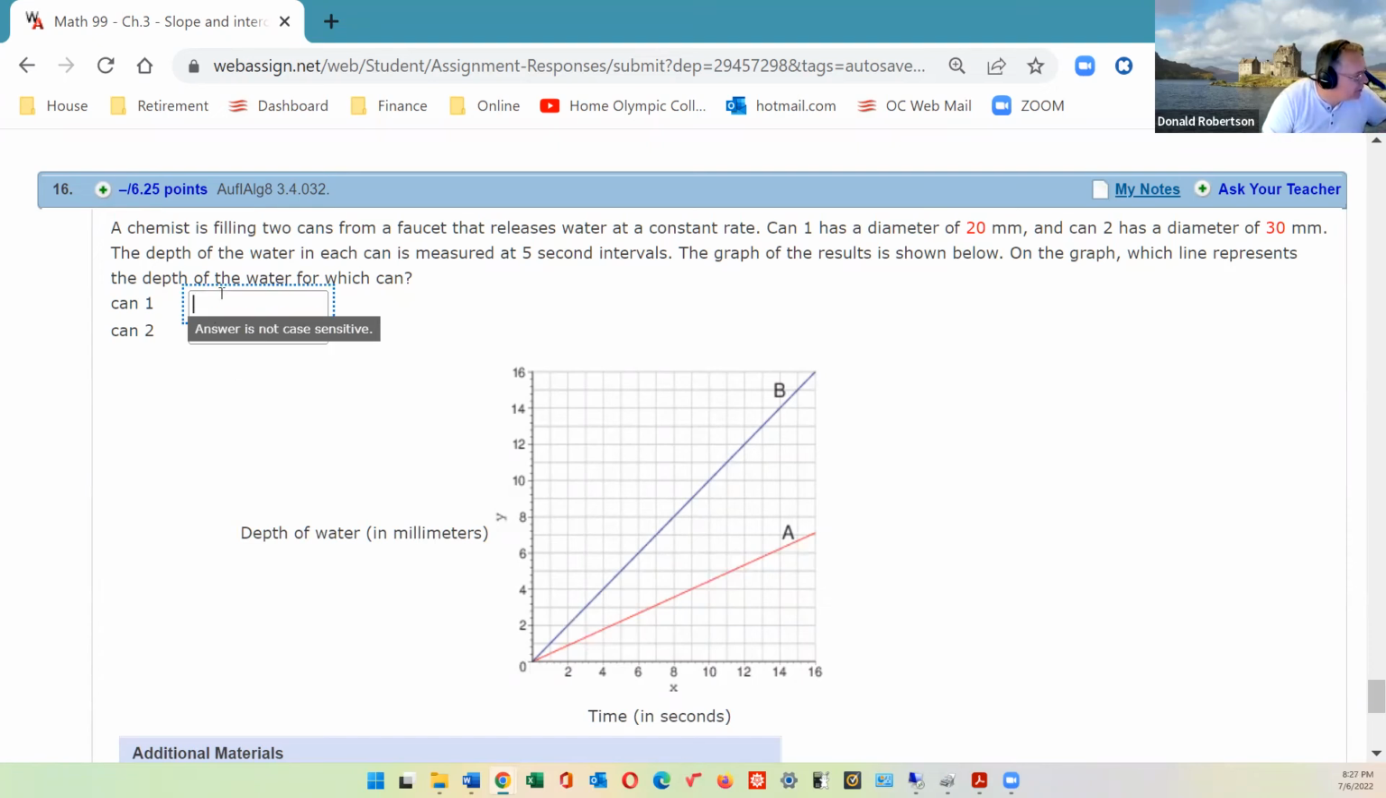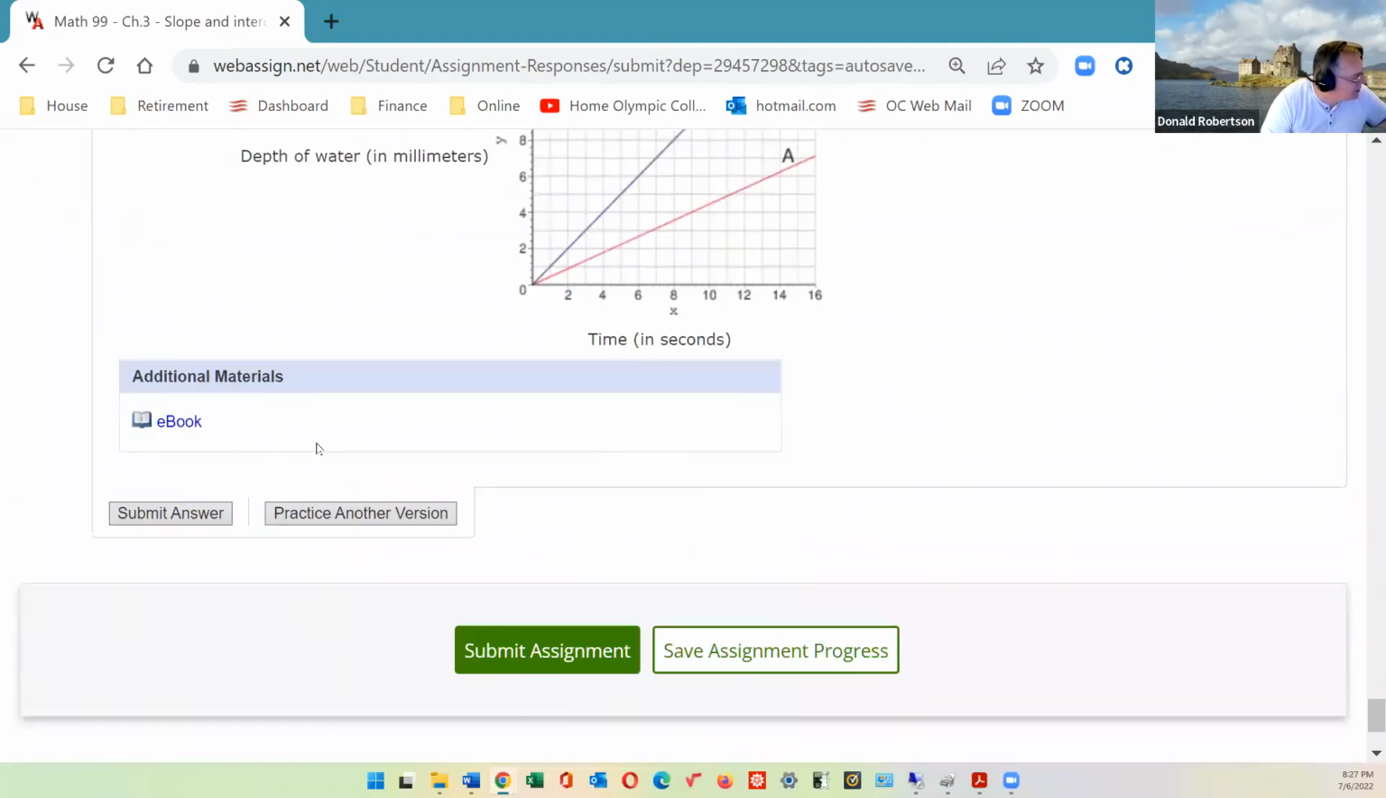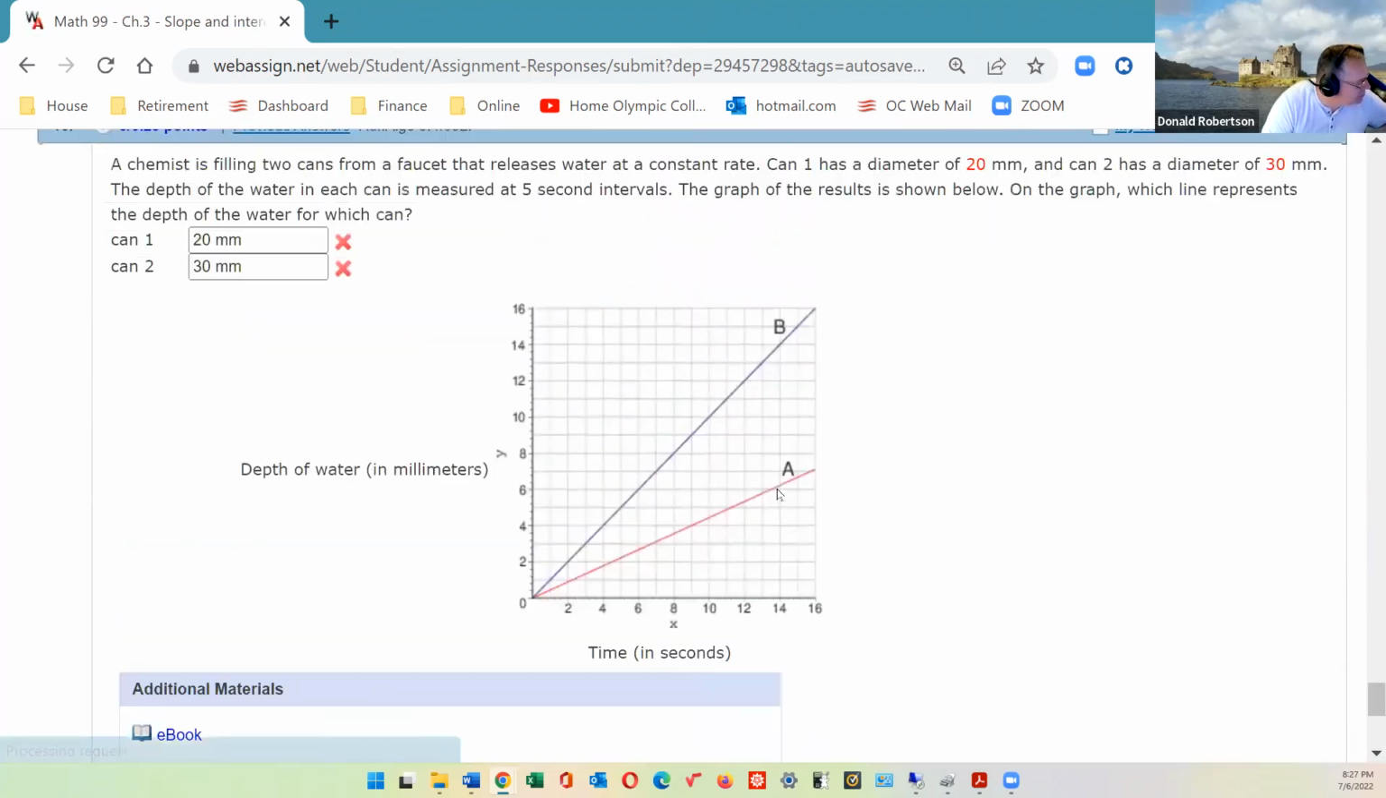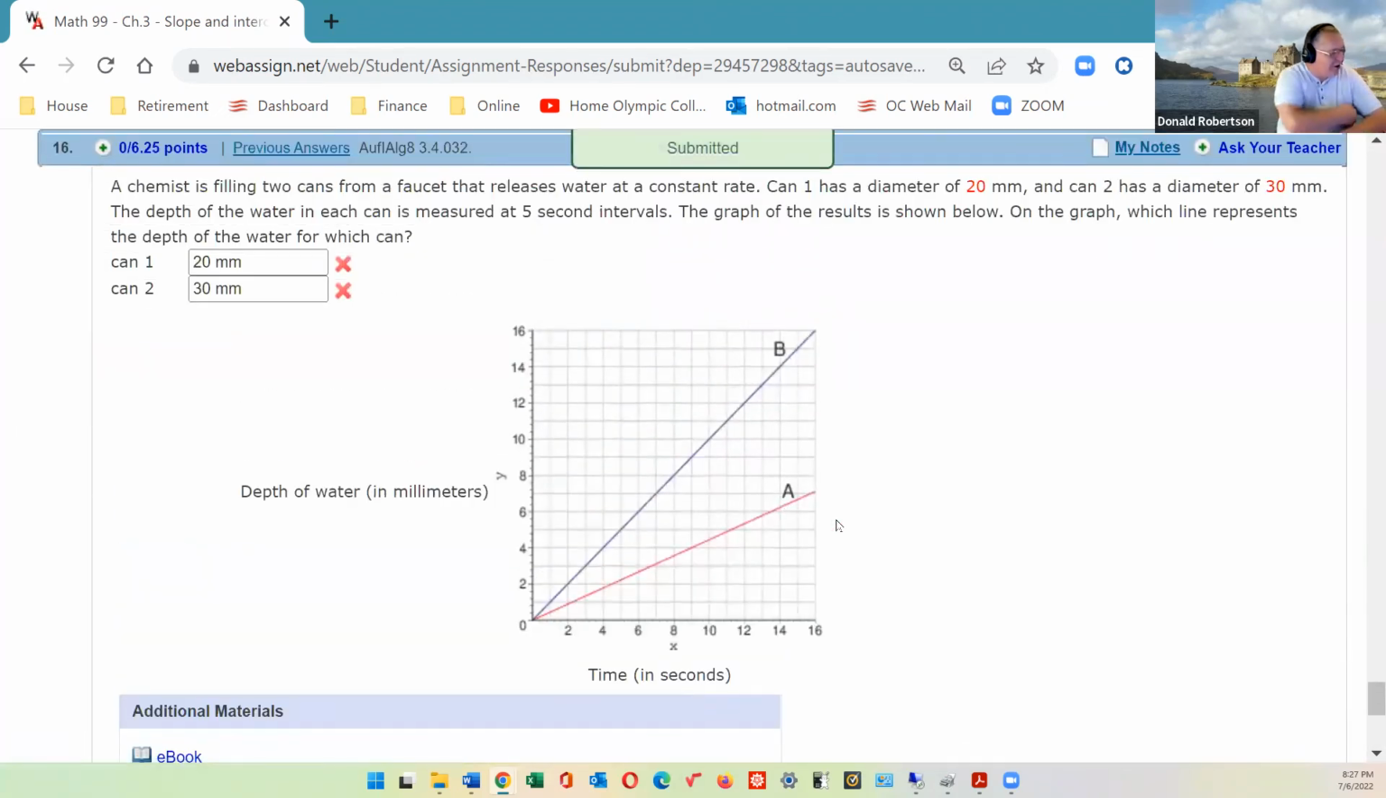So I'm going to put in 30 millimeters here, and I'm then going to put that one, and that's going to be 20 millimeters. And now I'm going to submit answer and hope I'm right. And I'm wrong. Oh, cool. So I'm not understanding this question.